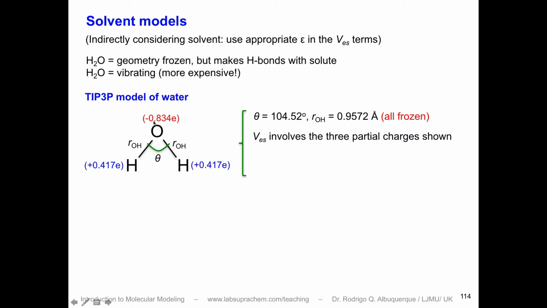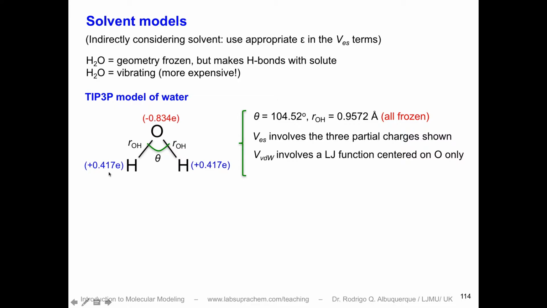Now we add partial charges here, located at the oxygen and at both hydrogens, and notice that the total charge is 0 because the water molecule is neutral. The electrostatic interactions would involve all 3 partial charges. So the oxygen and both hydrogens would be participating in electrostatic interactions. But the van der Waals interactions would be described by a Lennard-Jones function centered on oxygen only, which means oxygen is the only atom participating in the van der Waals interactions, which again saves a little bit of computational time.